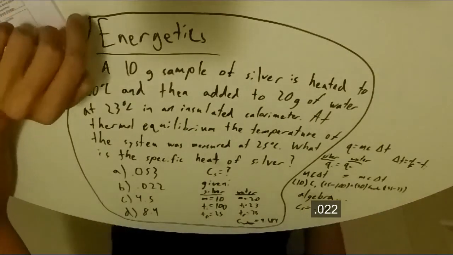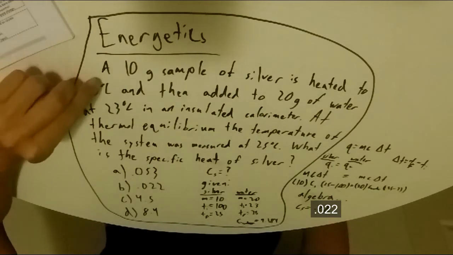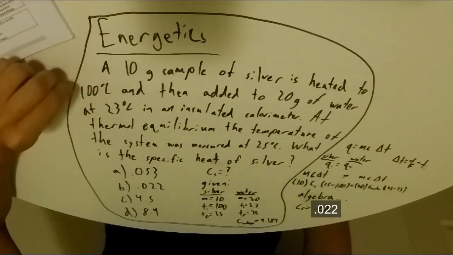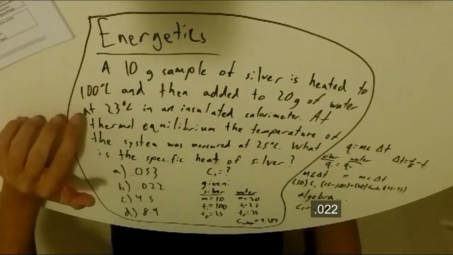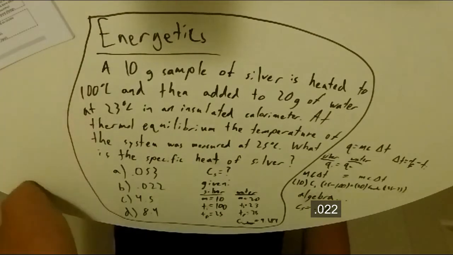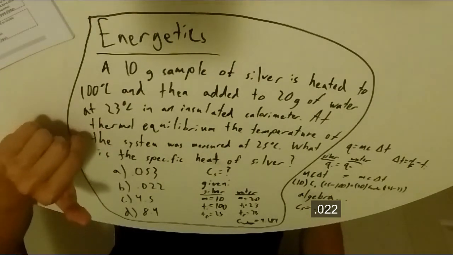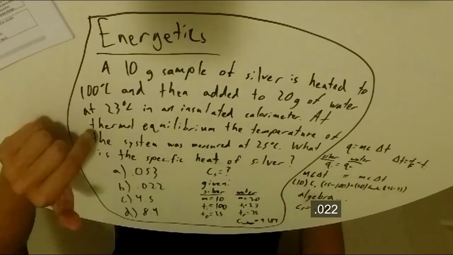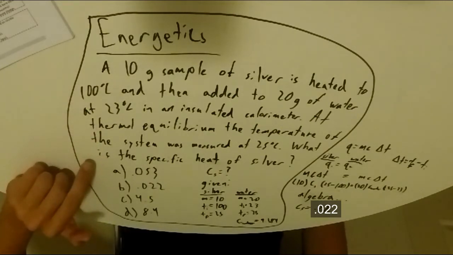Okay, the next section is energetics, and the question is, a 10-gram sample of silver is heated to 100 degrees Celsius and then added to 20 grams of water at 23 degrees Celsius in an insulated calorimeter. At thermal equilibrium, the temperature of the system was measured at 25 degrees Celsius. What is the specific heat of silver?